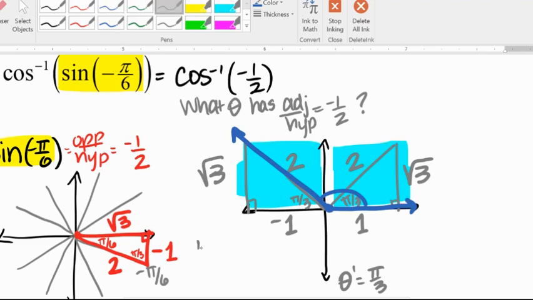This would be 1 pi, right? But with a denominator of 3, that would be 3 pi over 3. So 1 pi over 3 away from that would be 2 pi over 3. So the correct answer here is 2 pi over 3. So remember, it's an obtuse angle, right? So you can't write the answer as pi over 3 because pi over 3 would be an acute angle in quadrant 1.